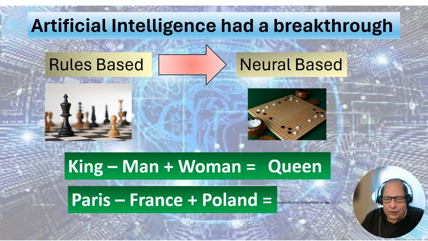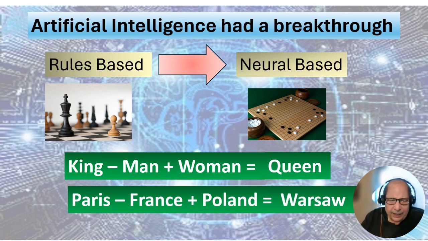Half of the scientists started screaming that it was black magic. They said they tricked it, it's not really what it did. And they did this one here: Paris minus France plus Poland equals Warsaw. So you get the idea.